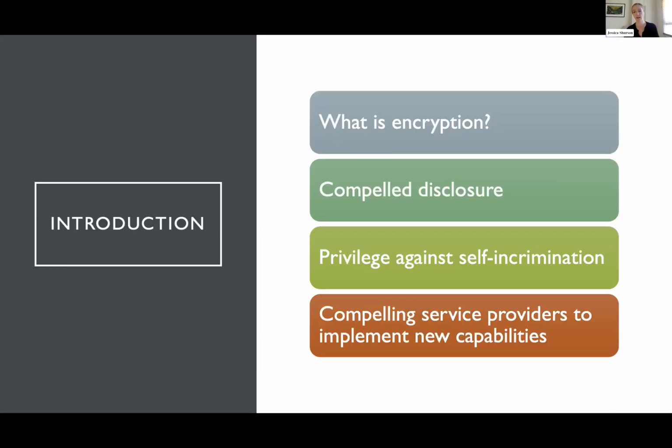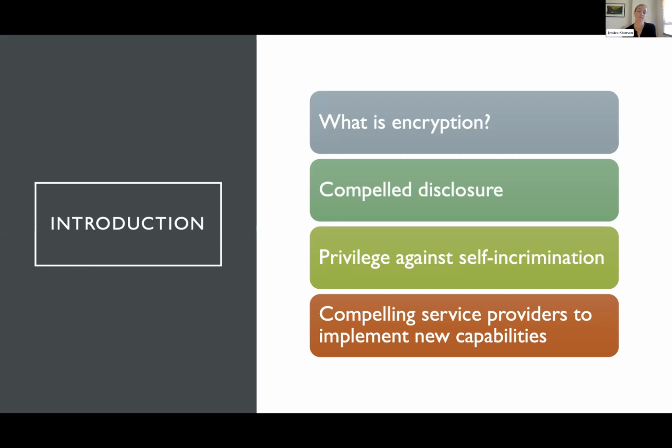So just briefly today, we're going to discuss what encryption is. I don't want to spend a lot of time on that. I'm hopeful that everyone is fairly familiar with encryption. And then how law enforcement can gain access to data that is encrypted through compelled disclosure. This, of course, brings up the privilege against self-incrimination, which we'll discuss in several jurisdictions.